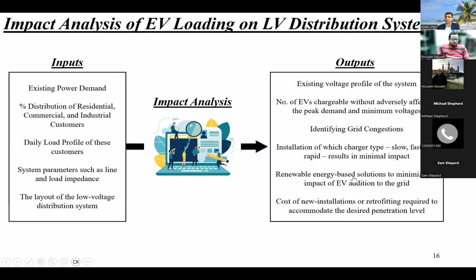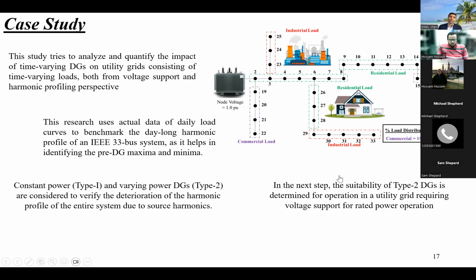We will also know how renewable energy based solutions, if we have DGs, can minimize the impact of EVs, and what will be the cost of new installation. Is retrofitting required to accommodate the desired penetration level? All these will be outputs. So what we are doing is an impact analysis of adding those EVs to see what their impact will be. Okay, so this case study is done on a 33 bus system. This study tries to analyze and quantify the impact of time-varying DGs on utility grids, considering a time-varying load, both from the voltage and harmonic standpoint.